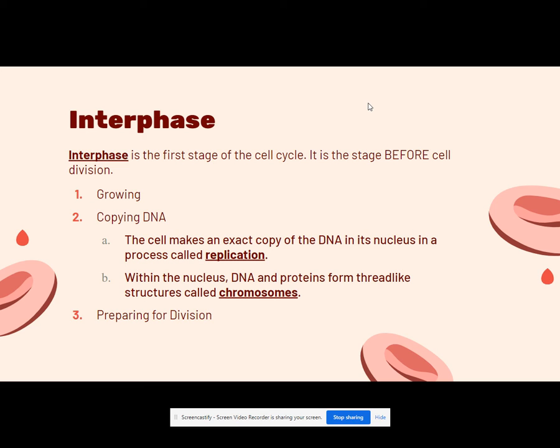You may know that DNA holds all of the information that a cell needs to carry out its functions. Within the nucleus, DNA and proteins form thread like structures called chromosomes. At the end of replication, the cell contains two identical sets of chromosomes. Once the DNA has replicated, preparing for cell division begins. The cell produces structures that will help it to divide into two new cells. In animal cells, but not plant cells, a pair of centrioles is duplicated.